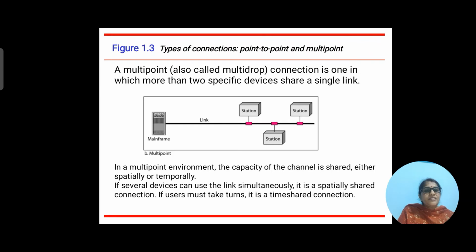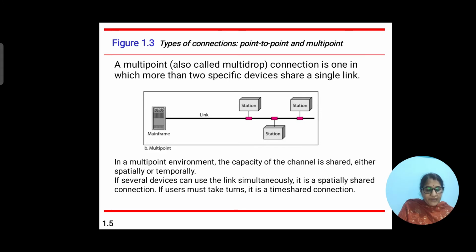As we can see in the slide, we connected a mainframe to different stations. As we said in the definition, a multi-point connection is one in which two or more specific devices share a single link. So from the mainframe, we have one line, that is a single link, from which three stations are connected.